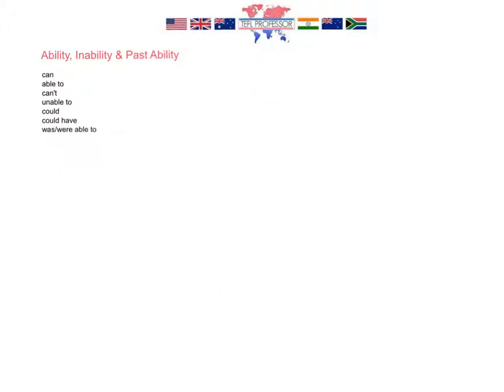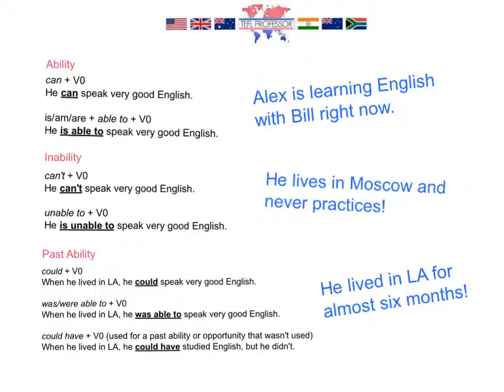So we're going to start with ability, inability, and past ability. You can see the list here: can, able to, can't, unable to, could have, and was, were able to. So let's look at the first one.